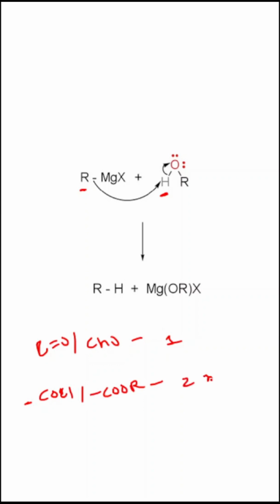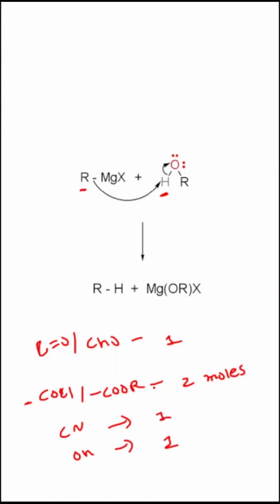For alcohol, first of all, the alkyl group will extract the proton from the alcohol, resulting in the alkane, a similar thing as with H2O, and MgORX. Okay, MgORX. So for ketone or aldehyde, 1 mole. For COCl and COOR, 2 moles. And for CN and OH, 1 mole.